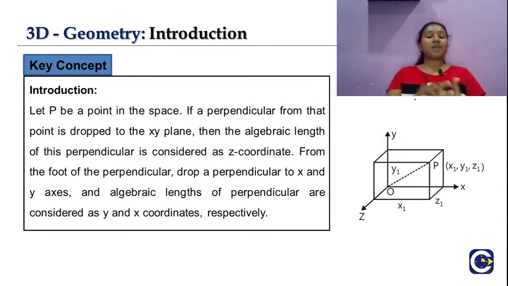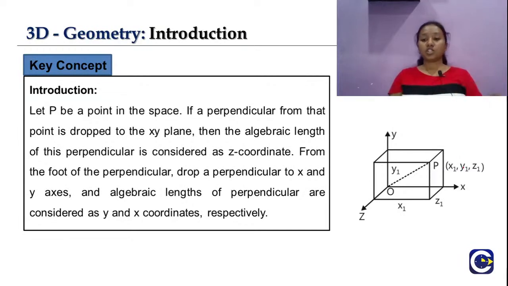So first, we'll have a quick introduction here. It's 3D geometry. Let us take a point P in space. In our 2D geometry, we used to have only two axes: the x-axis and the y-axis. Whereas when it comes to 3D geometry, we have one more axis, the z-axis. Which means we have three axes in 3D geometry: x-axis, y-axis and z-axis.